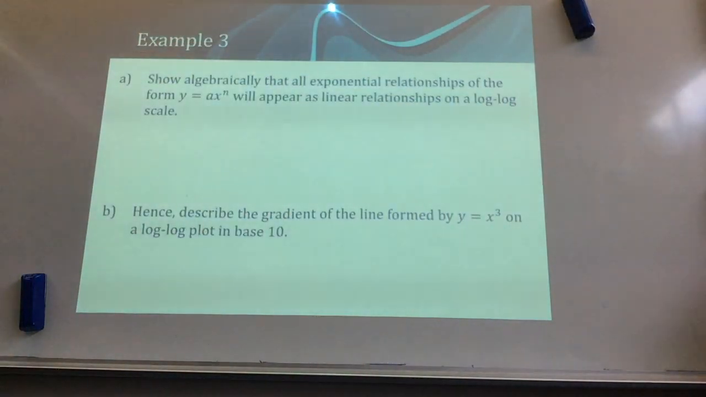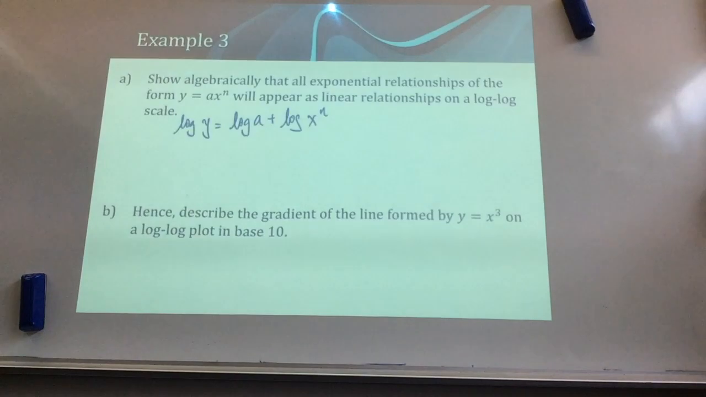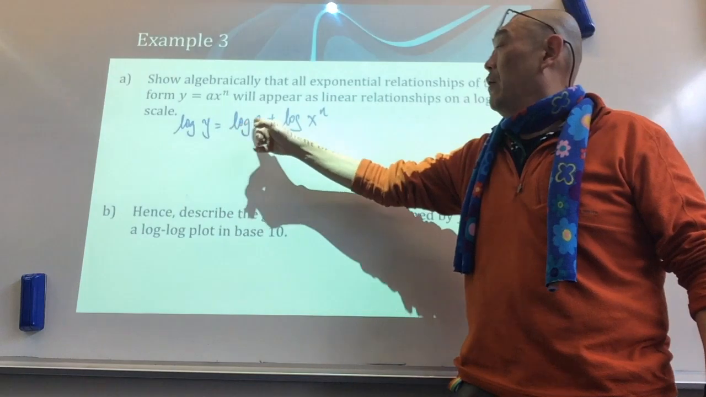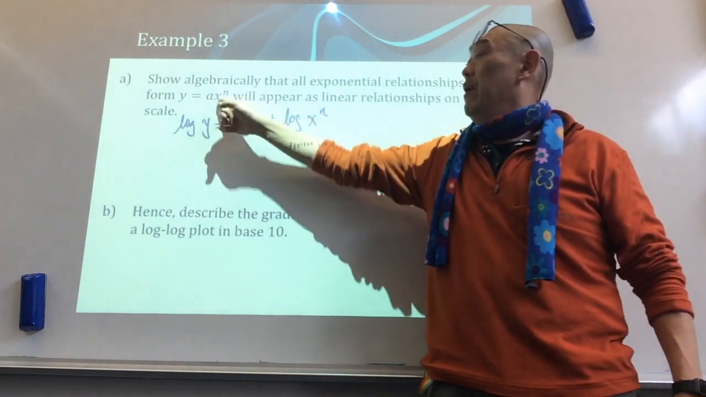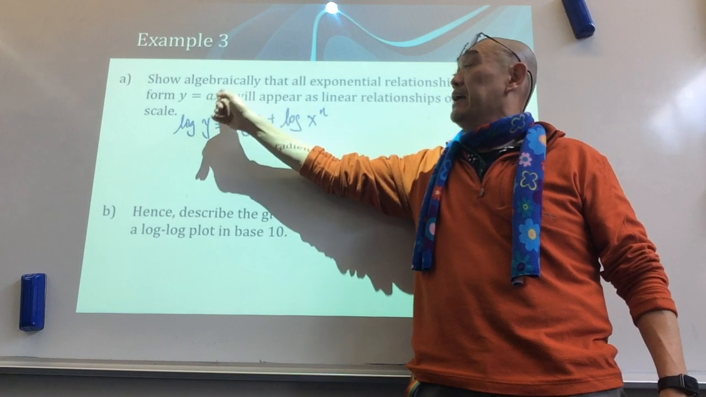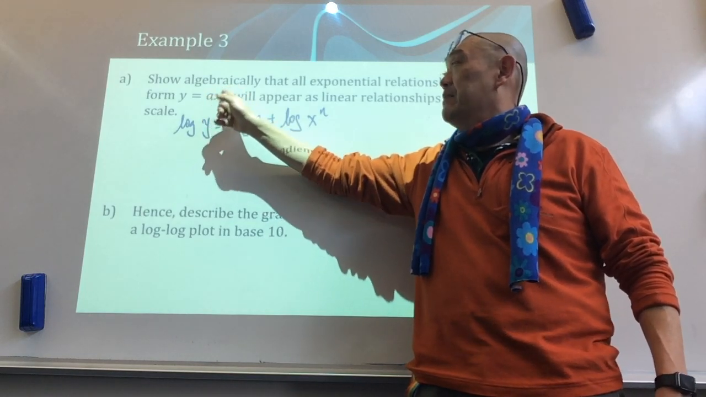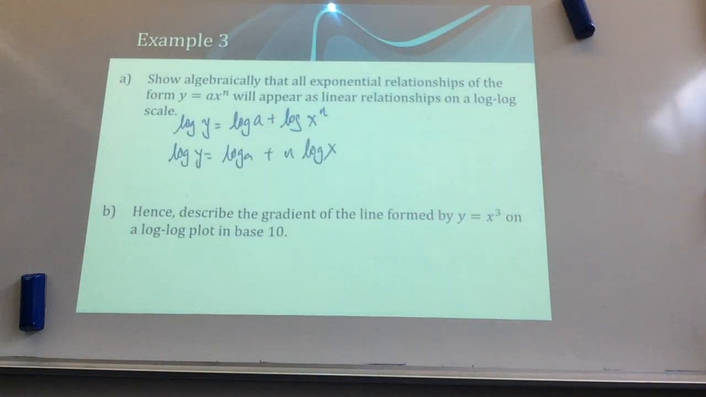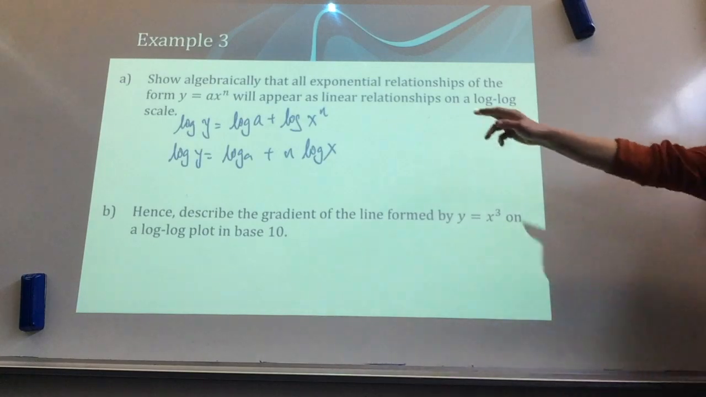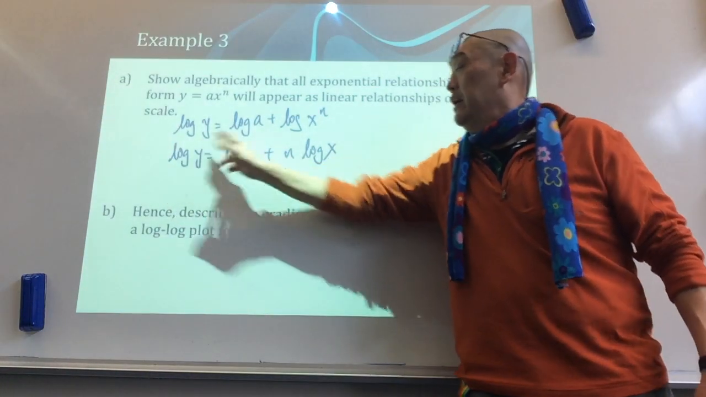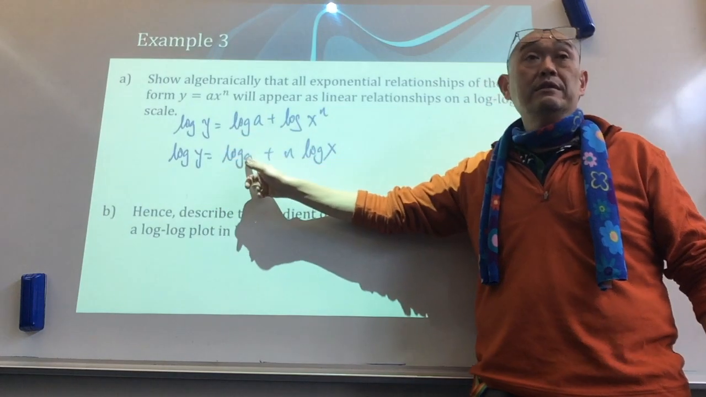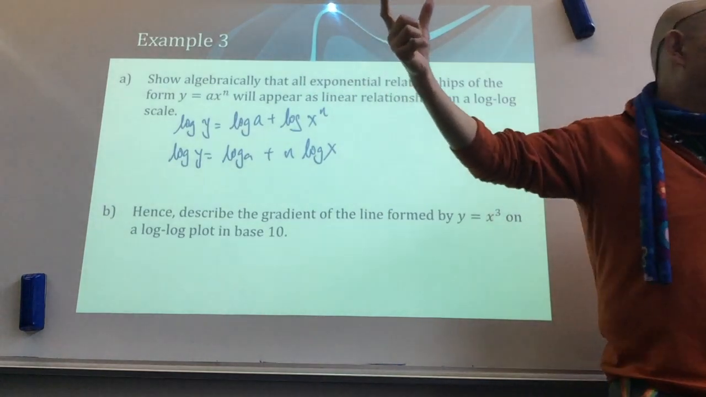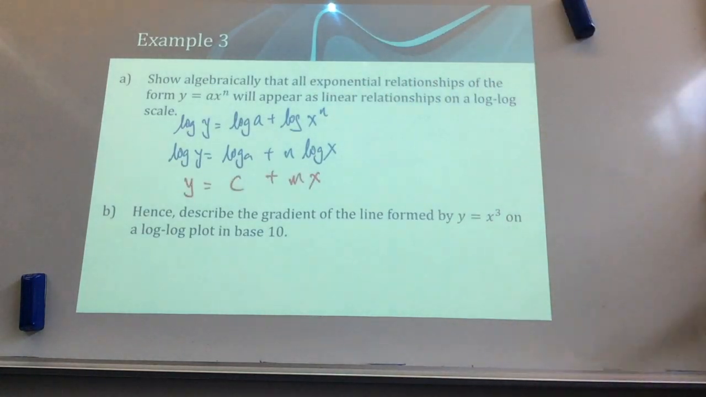So if you take log of y, let's say log base 10, log of a x to the power of n is just log y equals log a plus log x to the power of n, right? Because it's log of a times x to the n, which is log a plus log of x to the power of n. And you know that there will be n log x. Now log y is based on x. Log a is constant. n is therefore the gradient, right? So c equals mx again.